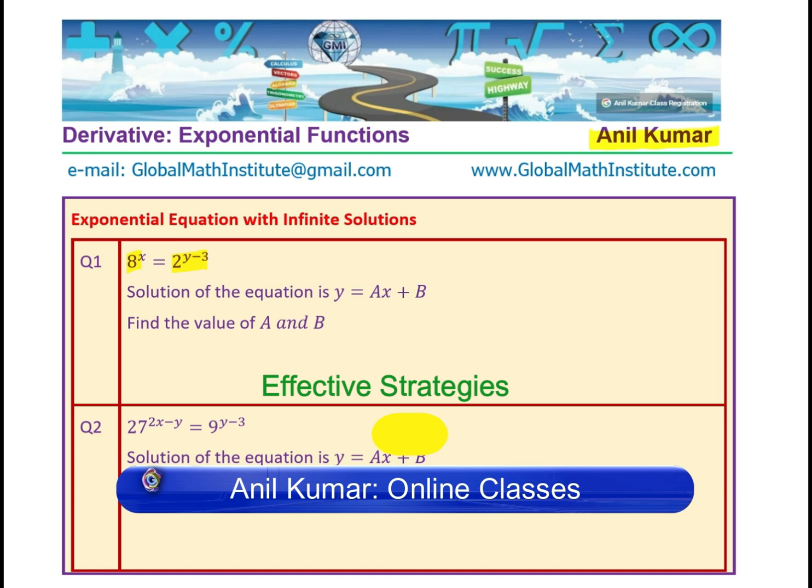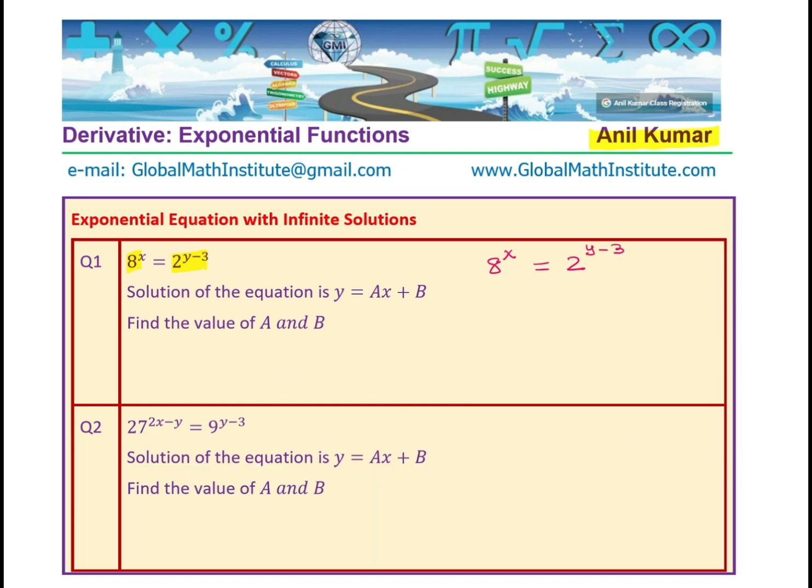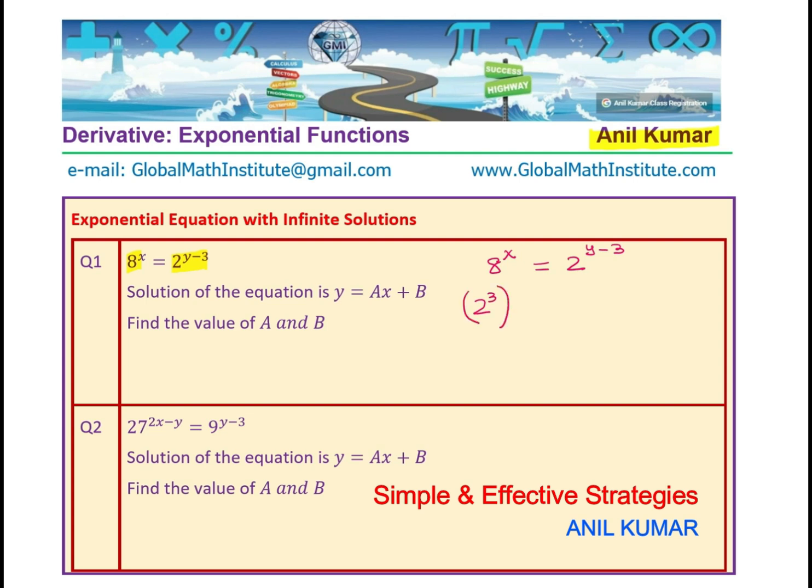So let's rewrite. We are given that 8 to the power of x is equal to 2 to the power of y minus 3. So 8 should be written in base 2, right? 2 to the power of 3 is 8. So that we have the same base, right? So 8 is 2 to the power of 3. And then we have the power of x, which is equal to 2 to the power of y minus 3.